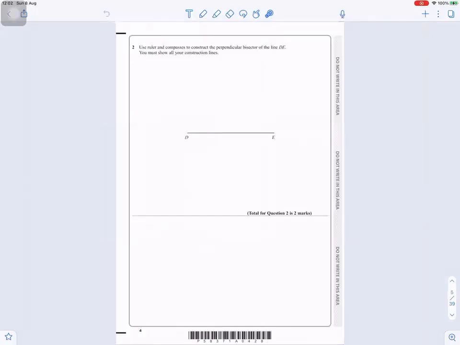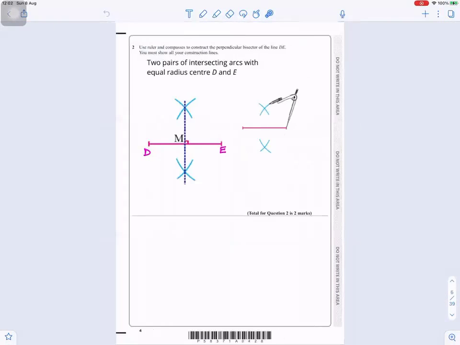Question number 2. Use ruler and compasses to construct the perpendicular bisector of the line DE. You must show all your construction lines. So 2 pairs of intersecting arcs with equal radius, center D and E. So that's the intersecting arc there, and that gives you the perpendicular bisector.